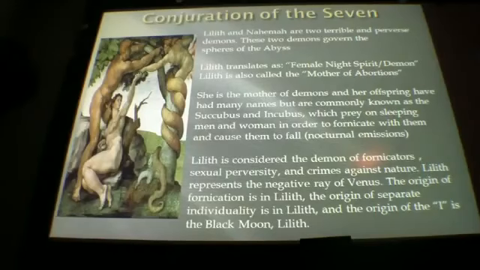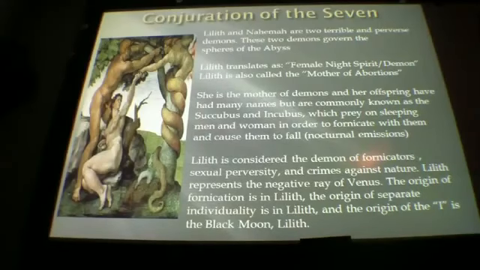So, Lilith and Nahama are 2 terrible and perverse demons. These 2 demons govern the spheres of the abyss. Lilith translates as female night spirit demon. Lilith is also called the mother of abortions. She is the mother of demons, and her offspring have had many names but are commonly known as the succubus and the incubus, which prey on sleeping men and women in order to fornicate with them and cause them to fall. The idea of nocturnal emissions.